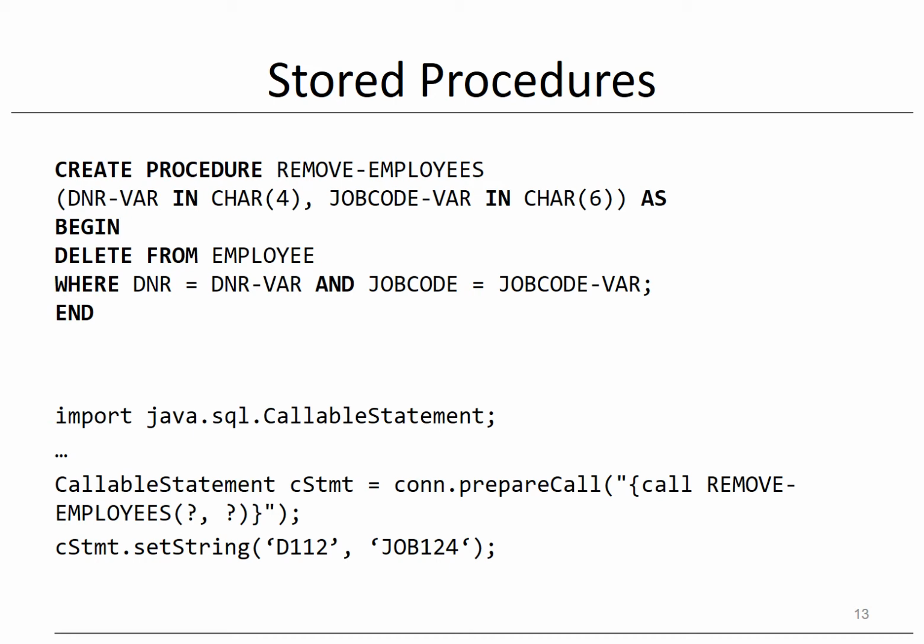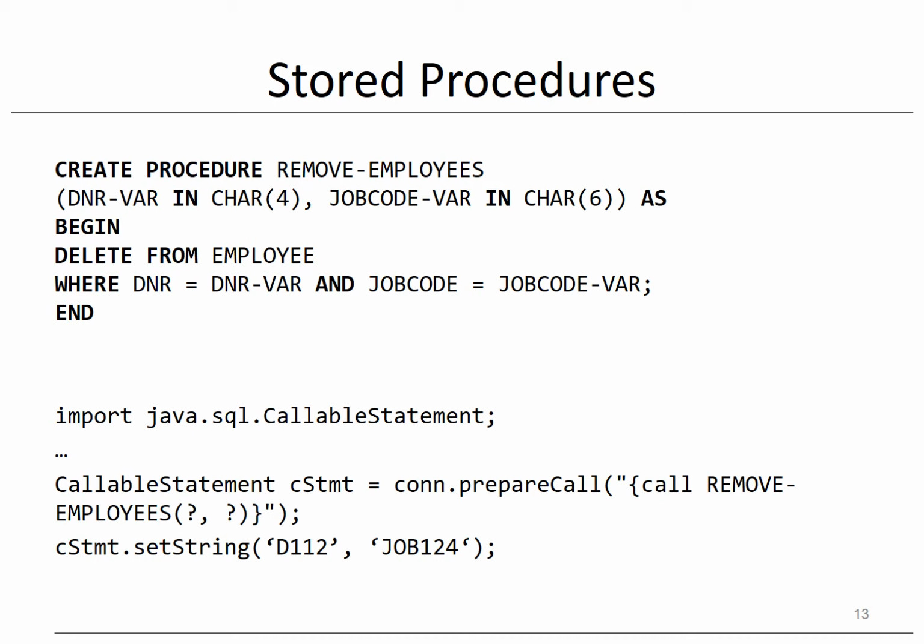Consider now the JDBC call at the bottom of my slide. We start by importing the package java.sql.CallableStatement, which is needed to execute stored procedures. We then create a new callable statement object using the connection object con and the method prepareCall. The two question marks represent the input parameters and can be set in the Java program. In our case, we use the setString method to set the string values of the parameters and execute the stored procedure using the execute method.